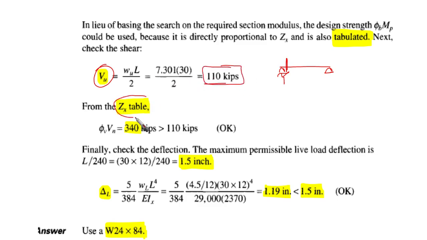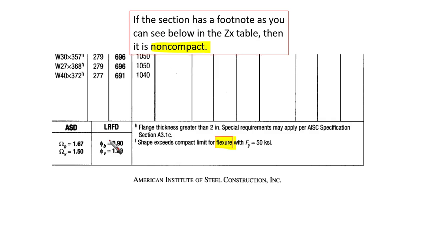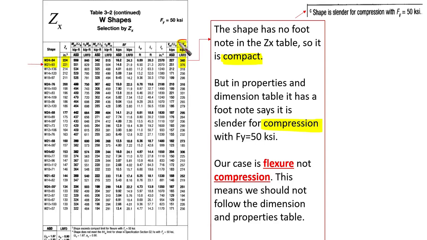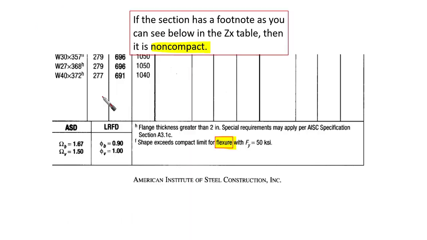From the Zx table, fortunately, it provides the phi_v times Vn. Let's go back and see. Look here. This is the Zx table, and it provides this phi_v times Vn, and you're going to find it is 340. It is provided for us, so no need to calculate anything.